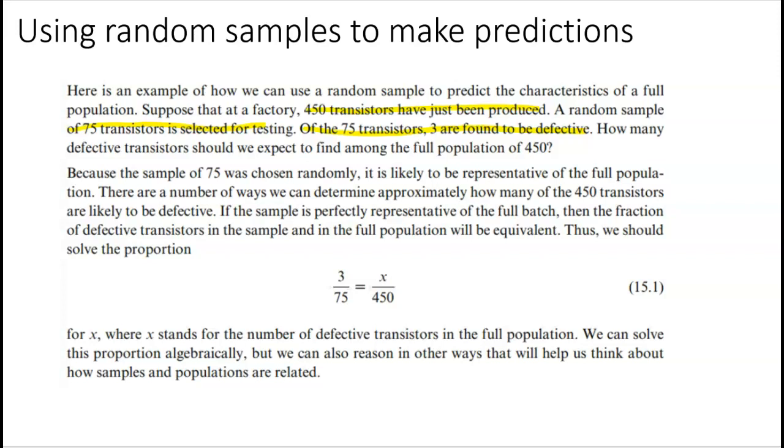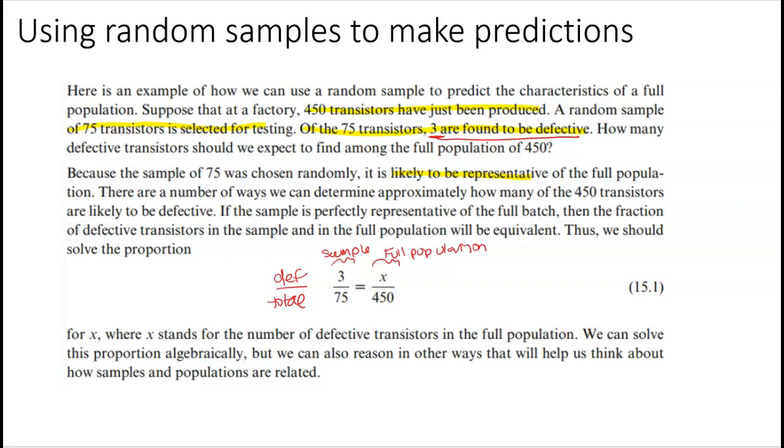All right, we're going to solve this in a couple of different ways. Because the sample of 75 was chosen randomly, it's likely to be representative. So there are a number of ways we can determine approximately how many are defective. Let's start with a proportion. If the sample is perfectly representative of the full batch, we've got 3 defective of the total sample. This fraction here is our sample, and this is our full population.